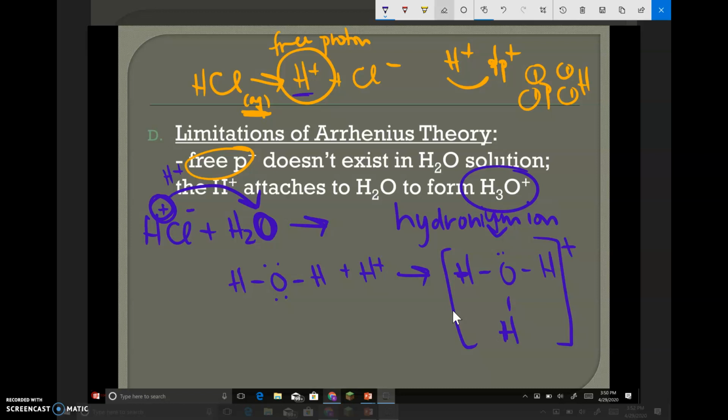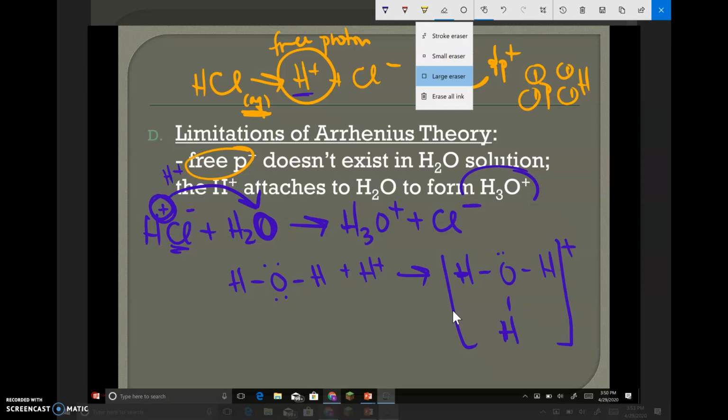So if we go back to our original equation, let me erase this. What we get here is that hydrogen breaking apart and bonding in the water, which is hydronium. And then the chlorine is now by itself, or I should say the chloride ion. And so that's what we get if we are showing the water in a reaction.